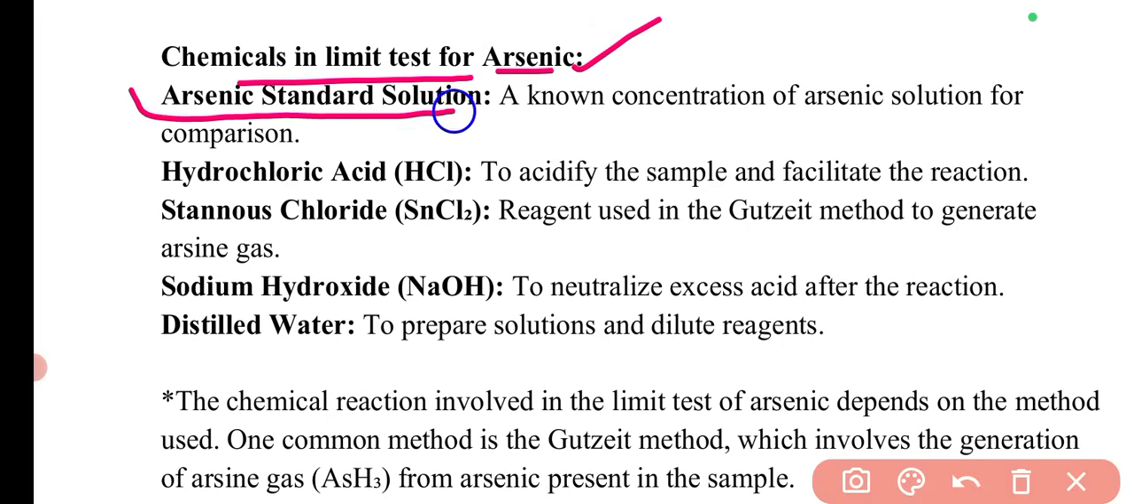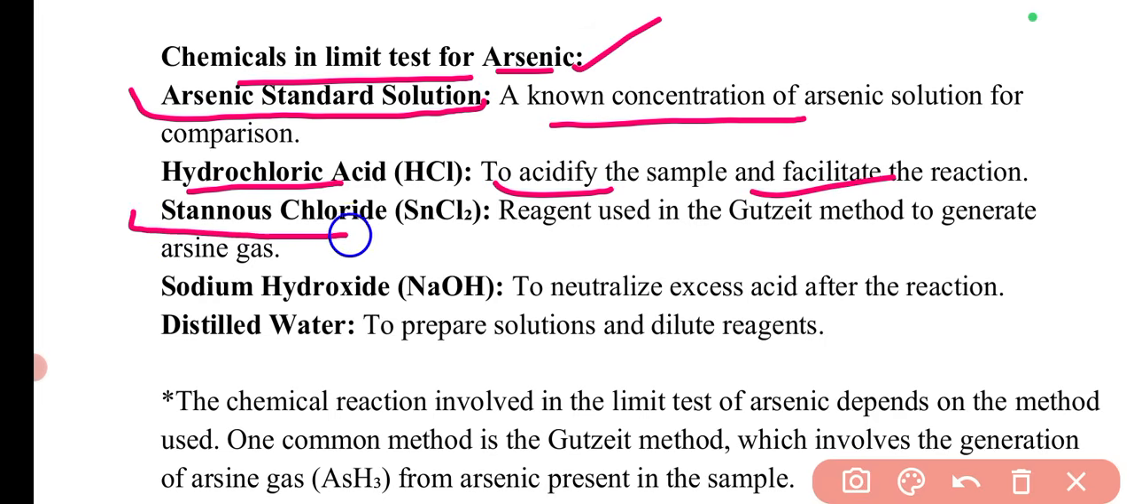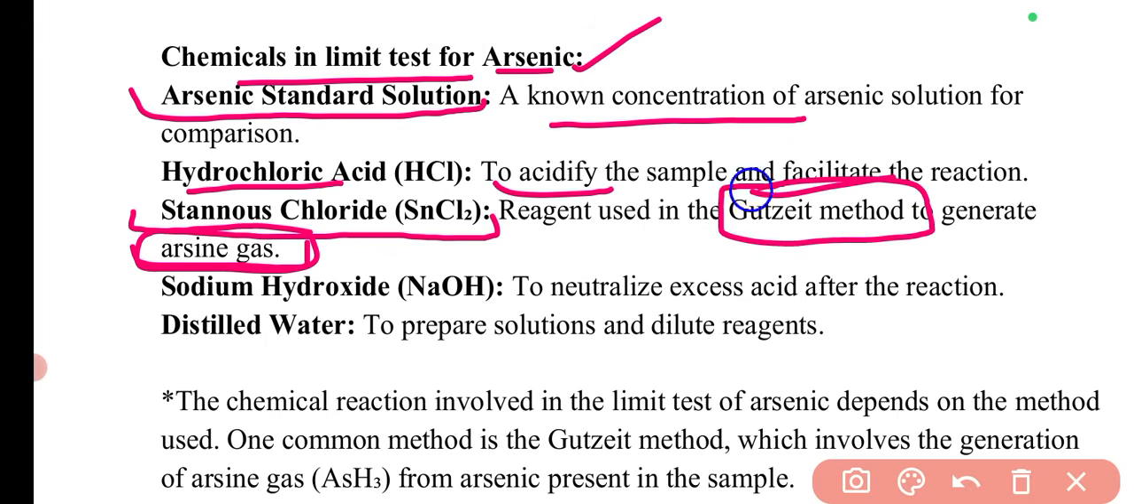Here we will have the arsenic standard solution, meaning we have a known concentration of arsenic solution for comparison. Then there will be hydrochloric acid; whatever acid is used will give the acidity to the sample, and it will facilitate the reaction. That is the main work of the acid present in these limit tests. Then there is stannous chloride, an important point. Stannous chloride is the reagent which is used to generate the arsine gas. Okay, and this reagent is used in the Gutzeit method.